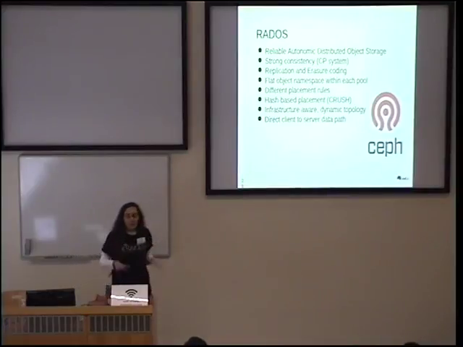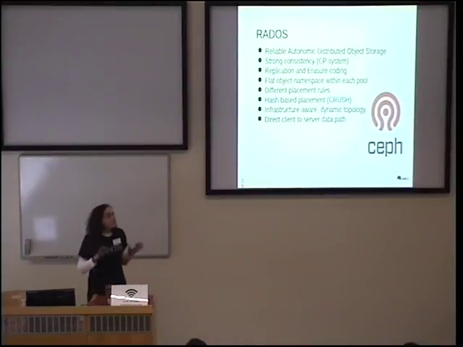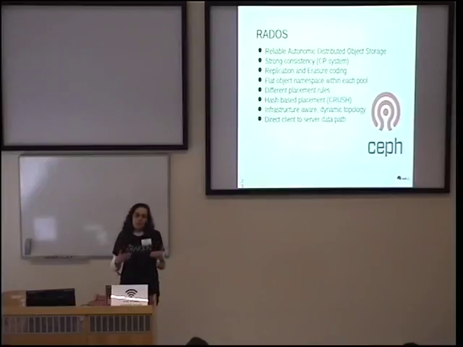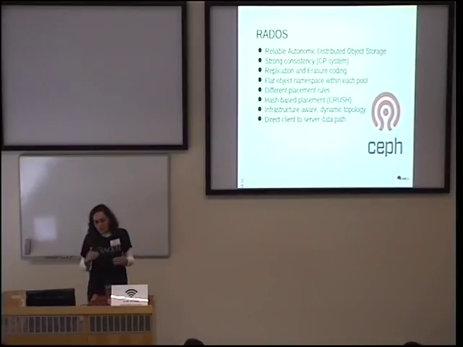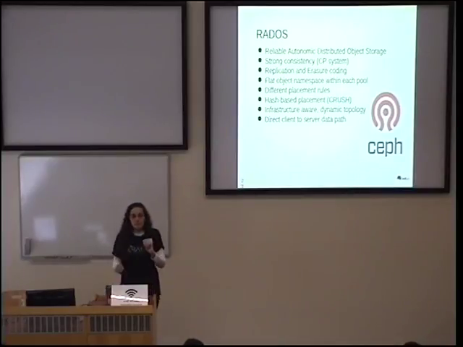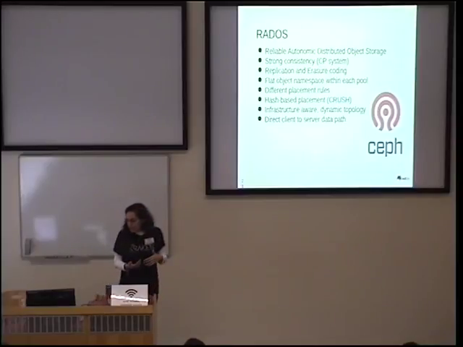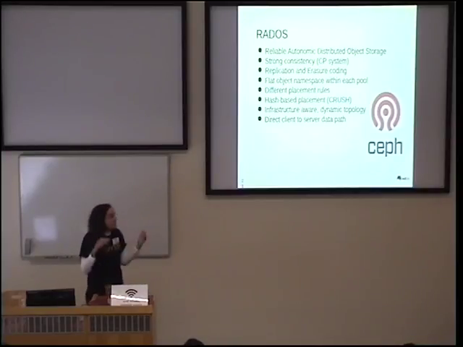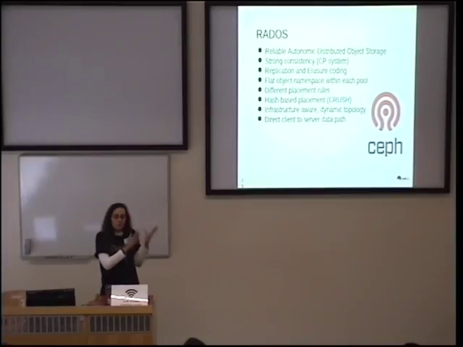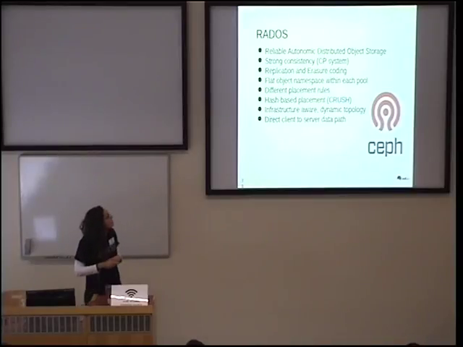So RADOS is reliable, autonomic, distributed object storage. Underneath it all, Ceph is object storage, but it's not cloud object storage. It doesn't use a REST API, and it's a bit different from regular object storage. It's a strongly consistent system, unlike, let's say, Amazon S3, which is eventually consistent. It provides replication and erasure coding. It's a flat namespace with pools. We don't call it a bucket, we call it a pool, and objects.